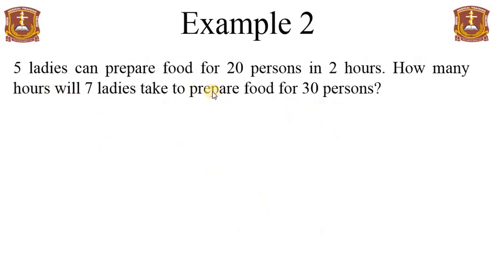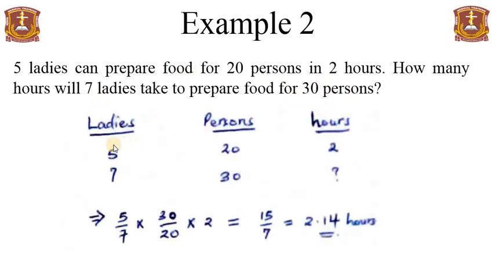Now, the other example: 5 ladies can prepare food for 20 persons in 2 hours. How many hours will 7 ladies take to prepare food for 30 persons? So you see, we are comparing ladies, persons, and hours. That's what we have here. So 5 attending to 20 takes 2 hours. 7 attending to 30 will take how many hours?